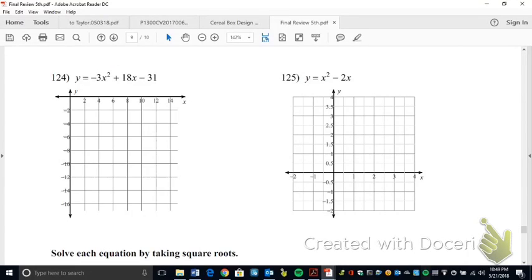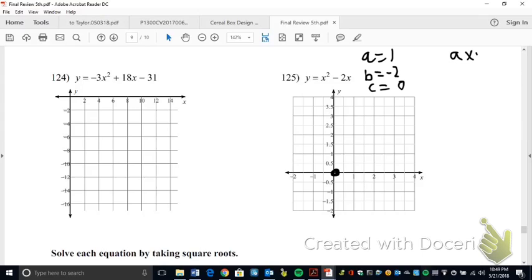Now, let's look at 125. That's a little bit trickier. Notice we have no c. Well, that doesn't mean we have no c. It just means that a equals 1, b equals negative 2, and c would equal 0. That means that our intercept is going to be at the origin.